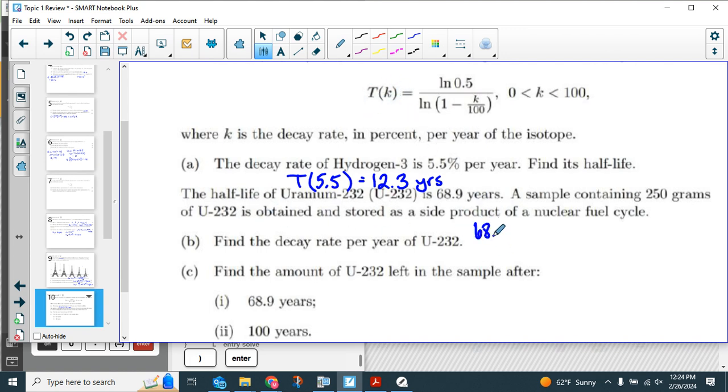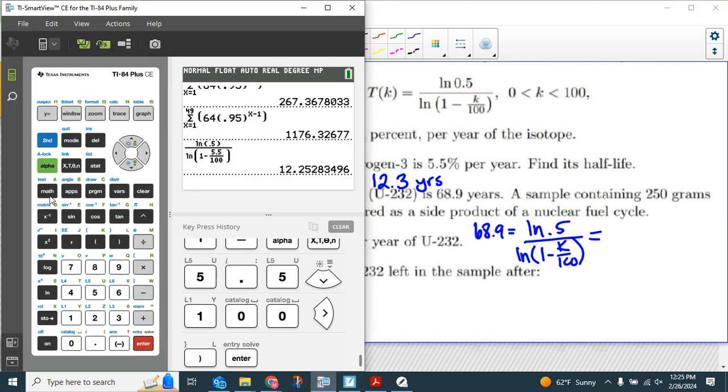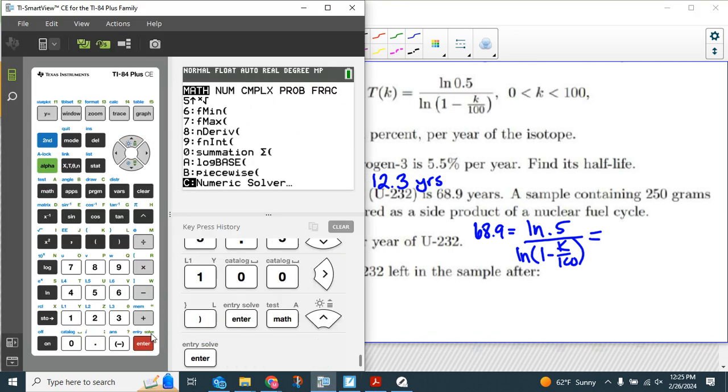So we're going to have 68.9, and that has to equal ln of 0.5 over ln of 1 minus K over 100. What's the easiest way to solve this? Yeah, let the solver do it. So math up to solver.